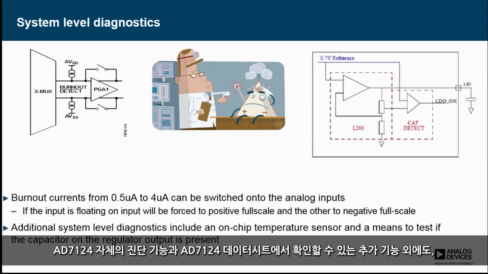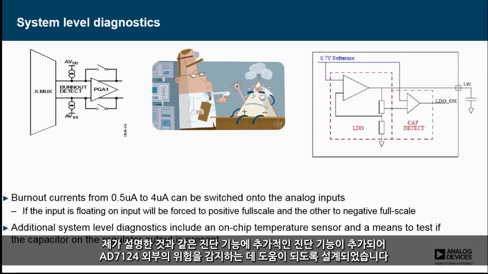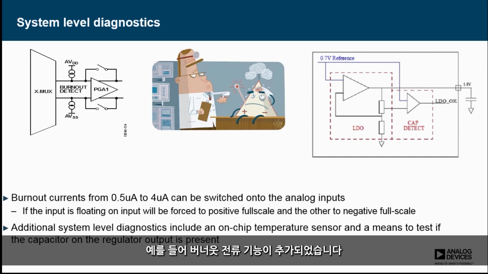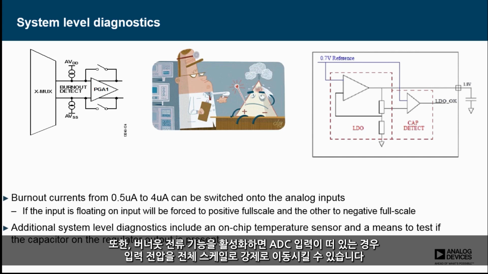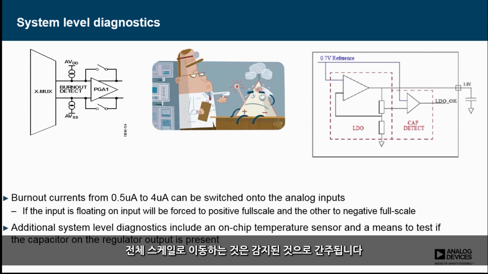In addition to the diagnostics which I have outlined on the AD7124 itself and the additional features which can be seen on the AD7124 datasheet, some additional diagnostics have been added to assist in detecting hazards external to the AD7124. So for instance, burnout currents have been added, and the burnout currents can be enabled so that if the ADC inputs are floating, it will force the input voltages to go to full scale. Going to full scale is deemed to be detected.